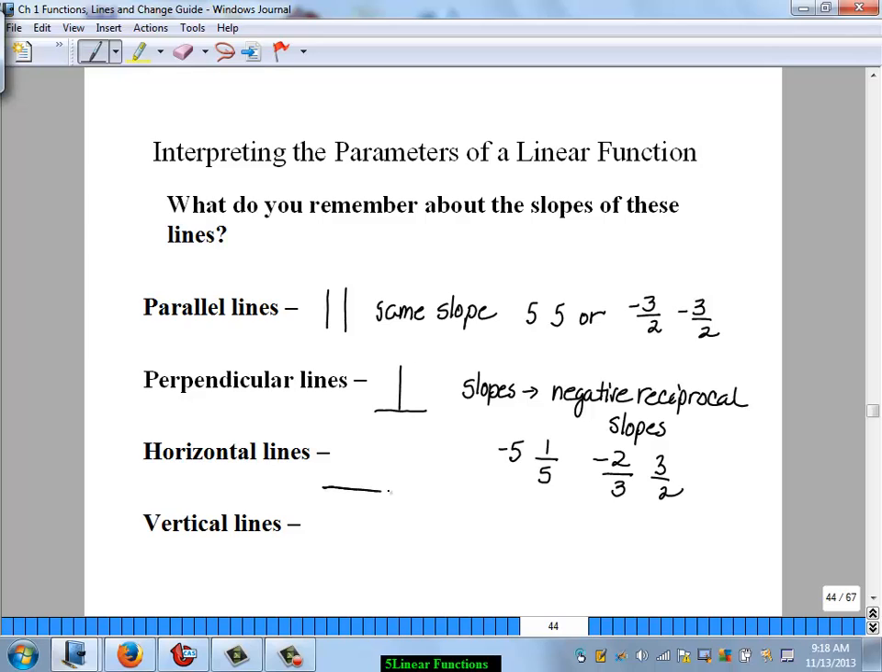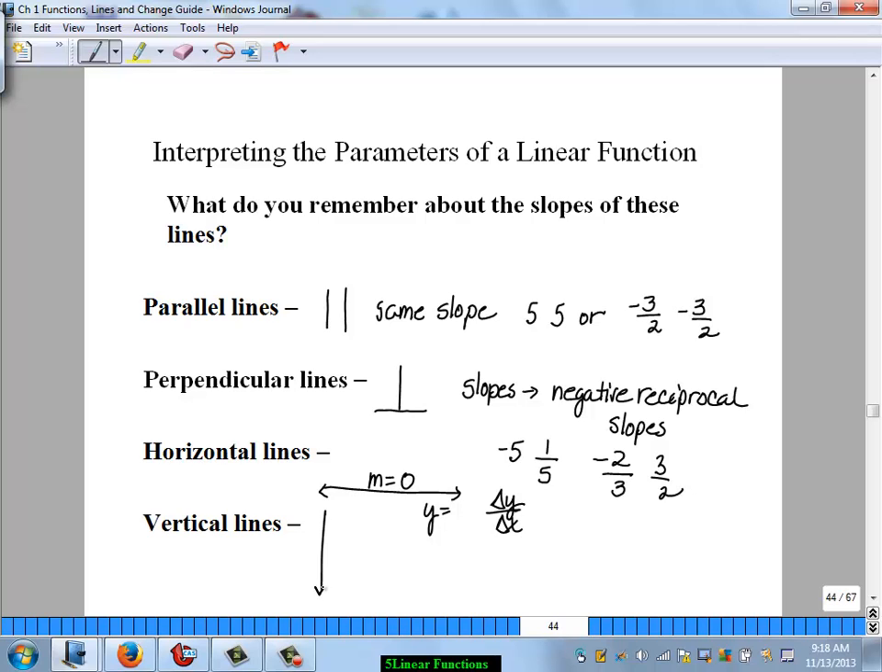Horizontal lines look like this. Horizontal lines are usually y equals lines, and if you'll notice, the slope of these is 0, because if slope is delta y over delta x, my x's are changing because I'm going from here to here, but my y's are not. So it's 0 over something, so the slope is 0.